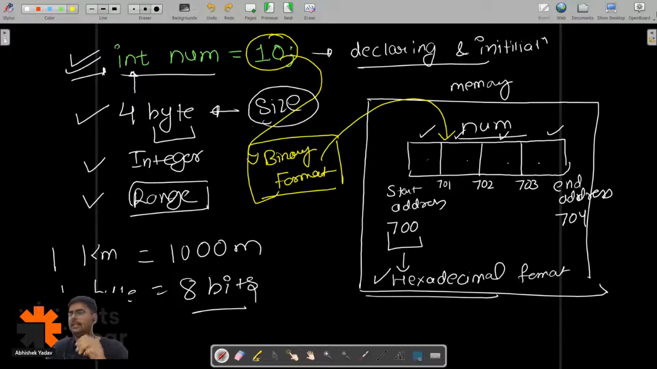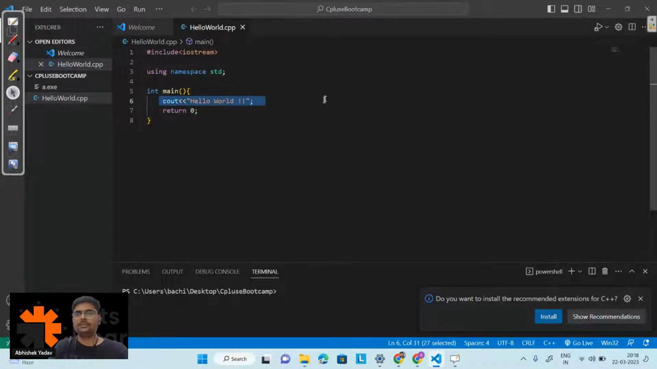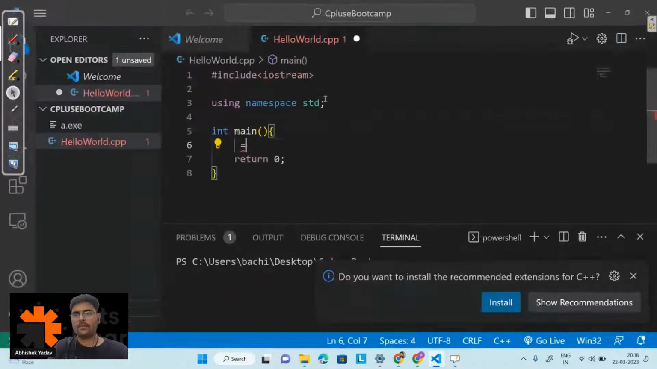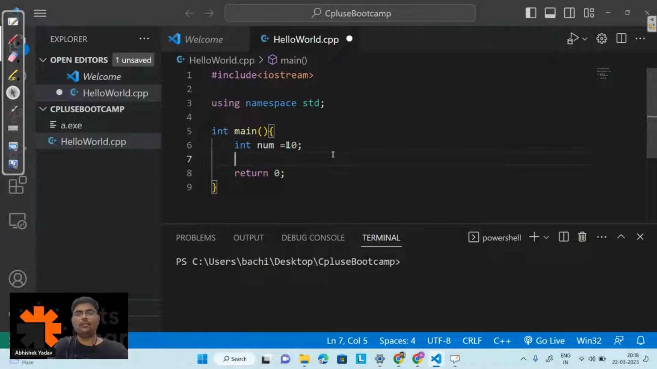So let's create a variable here, right? So what I will do: int num, and I'm saying it is equal to 10. And on this, what will happen? 4 bytes will get allocated behind the scene, and this data 10 will be converted to the binary format, and it will get stored inside those 4 bytes. The name of the memory block is num, right?